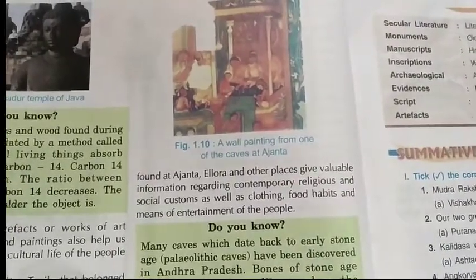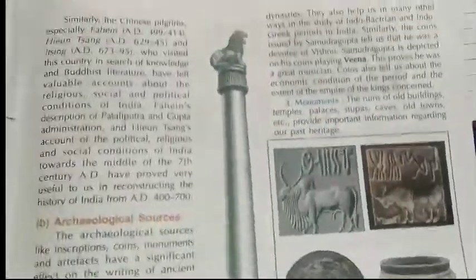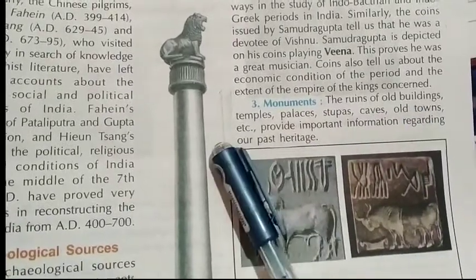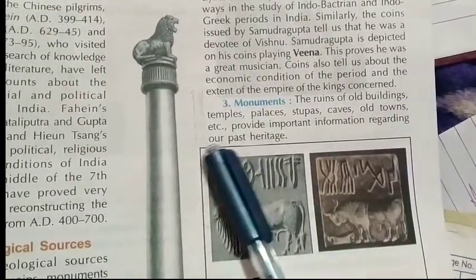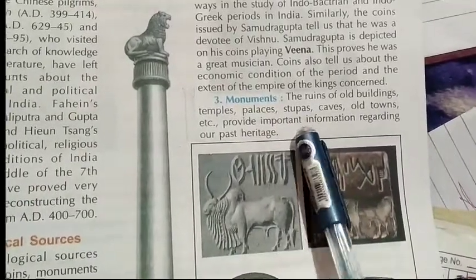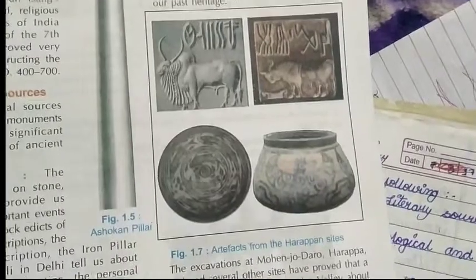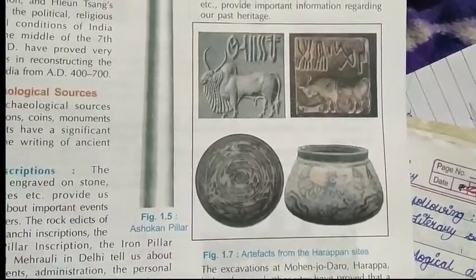Now let's see the monuments. The ruins of old buildings, temples, palaces, stupas, caves, old towns, etc. provide important information regarding the past heritage. As you can see in the picture here, this is an artifact from the Harappan site.